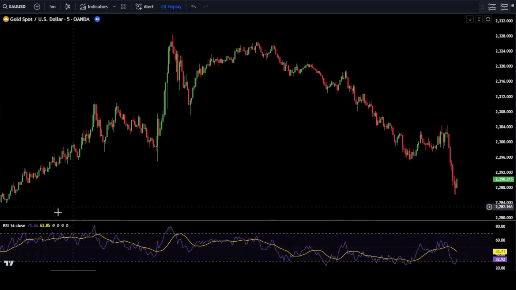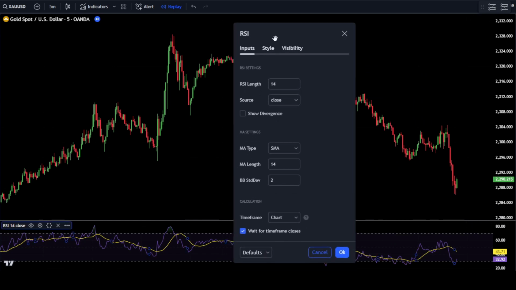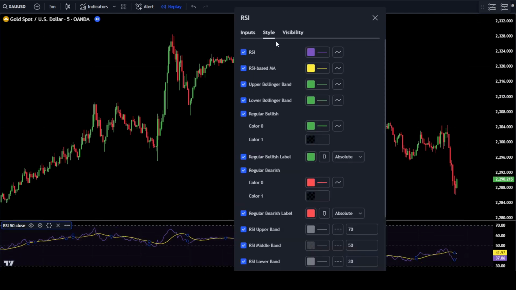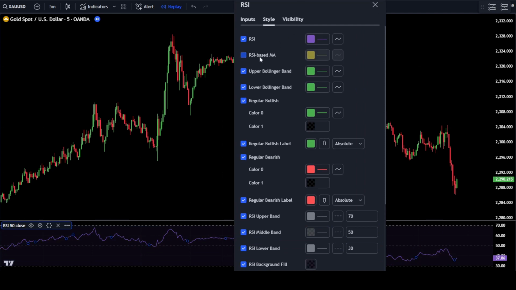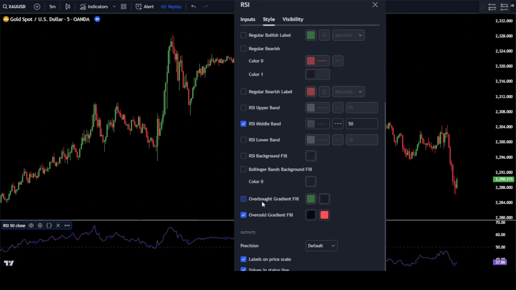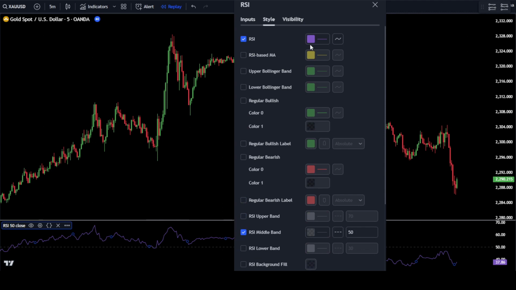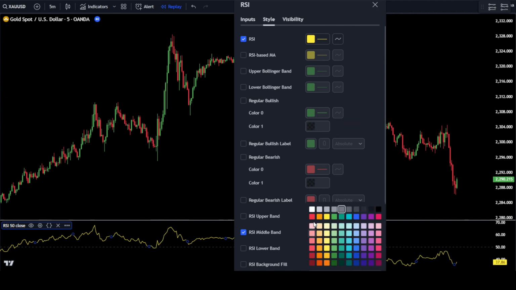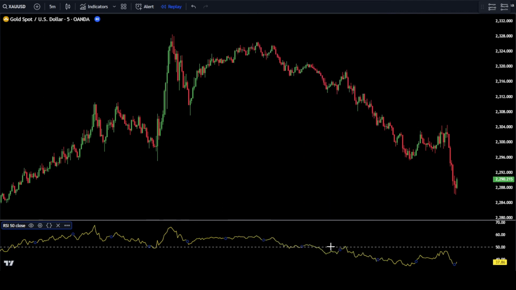Next, configure the RSI or Relative Strength Index indicator. In the Input tab, change the RSI length to 50. Then go to the Style tab. In the Style tab, uncheck all the boxes except for RSI and middle band. After that, set the colors of the RSI and the RSI middle band according to your preference. Once done, click OK to confirm the changes.